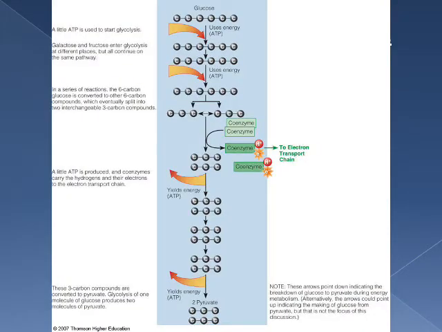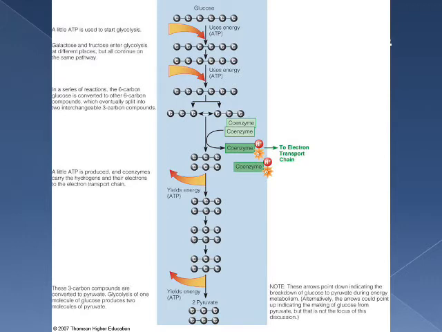This is a diagram of glycolysis. So at the top you see glucose, which is a 6-carbon compound, and at the bottom you see 2 pyruvates, and they're each 3-carbon compounds. And there are many steps along the pathway, and you're not responsible for knowing all those steps. You just need to know that 1 glucose makes 2 pyruvates, and glucose is a 6-carbon compound, and it makes 2 3-carbon compounds of pyruvate.